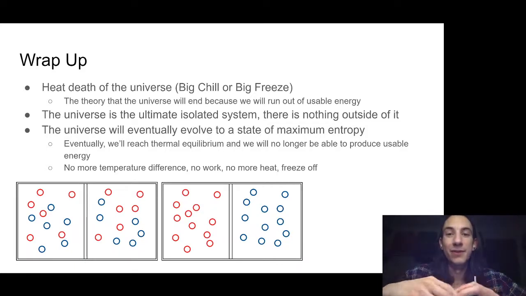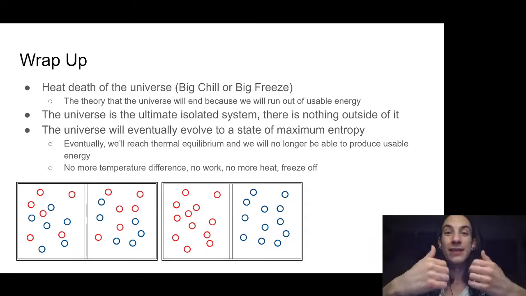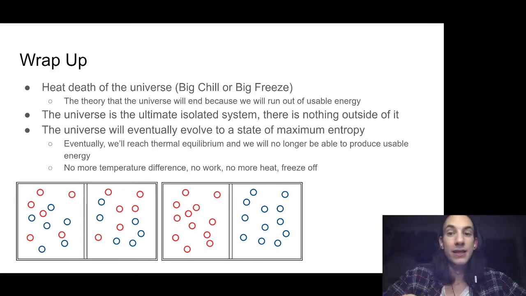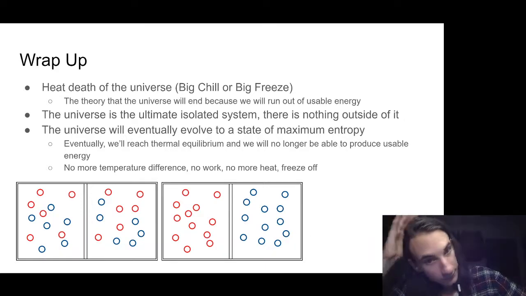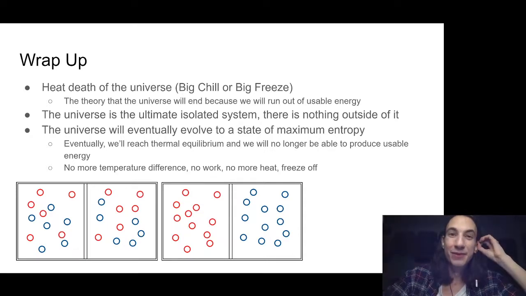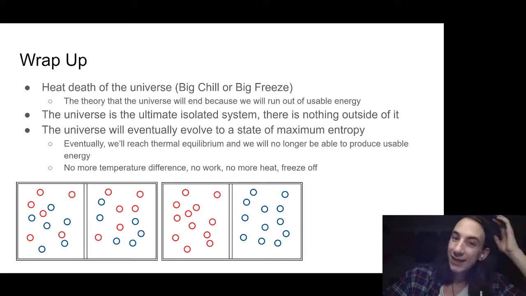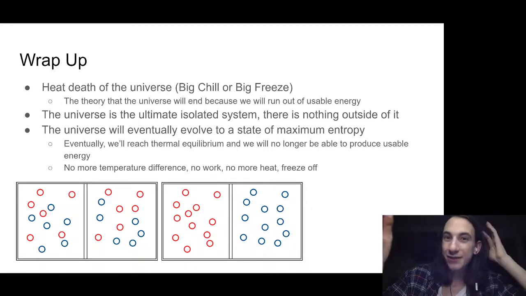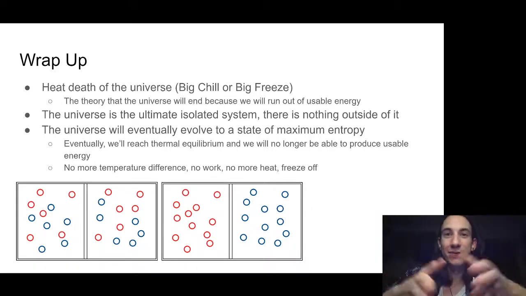This idea that the universe will eventually evolve to this thermal equilibrium, it will constantly be increasing its entropy until we reach thermal equilibrium, until it remains constant entropy. So eventually we'll reach thermal equilibrium, we'll no longer be able to produce usable energy, and there won't be any more ability to transfer heat. We said to transfer heat, we need this change in temperature. So we'll just kind of freeze and die off because we won't have any more heat. We won't be able to use any more energy, and that'd be a bummer.